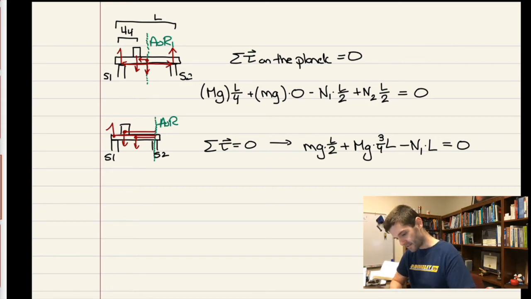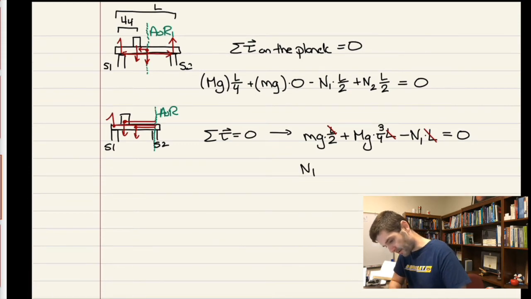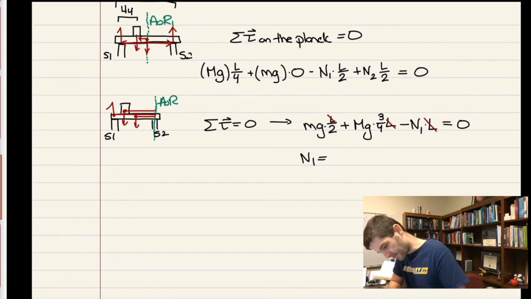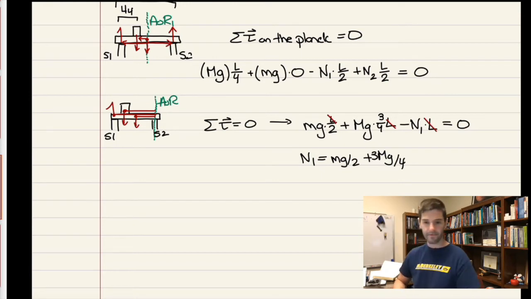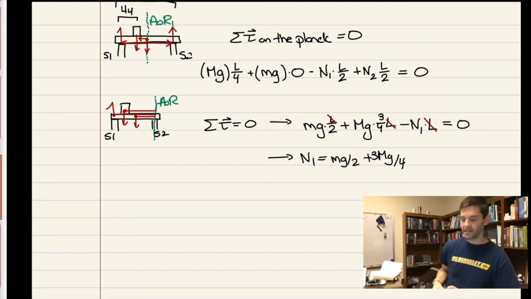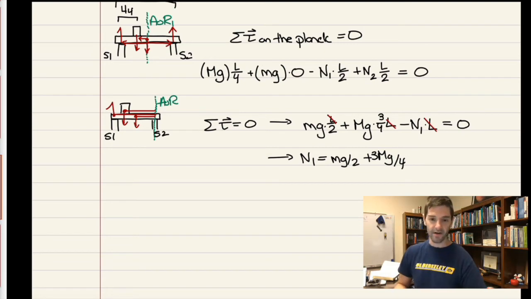And look, how nice is this? The L's go away, and I can simply write down that N1 equals little mg over 2 plus 3 big mg over 4. By choosing an axis of rotation where one of your unknowns resides, that means from that axis of rotation it does not contribute to any torque. And it usually allows you to isolate one of the other unknowns.